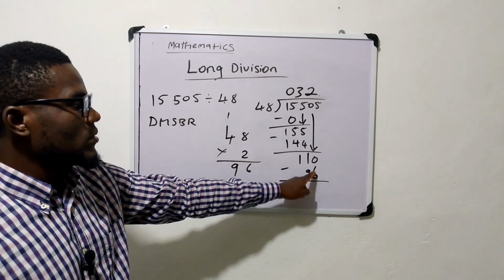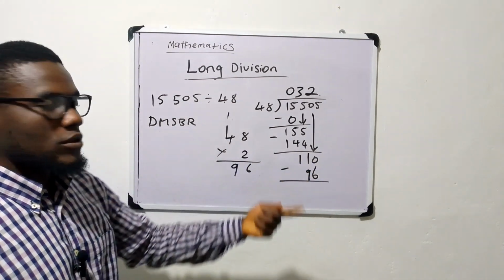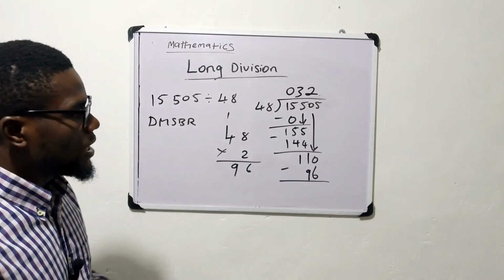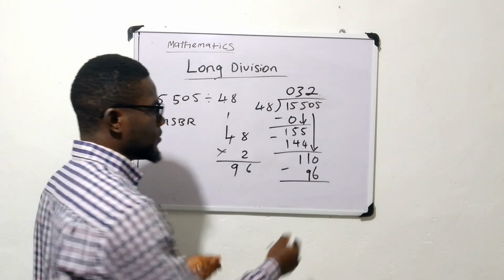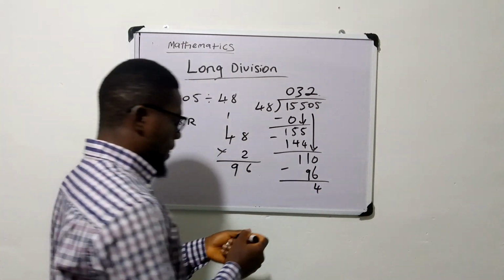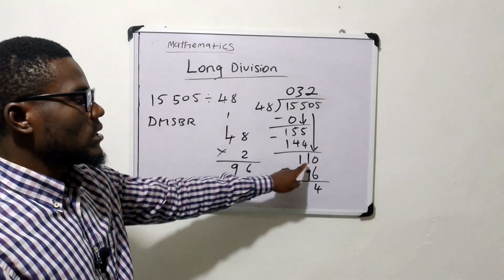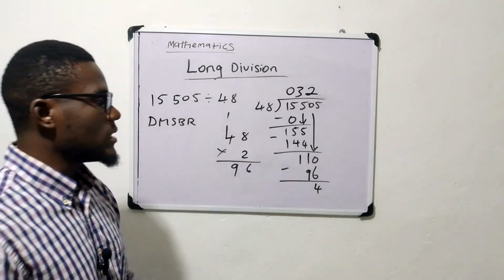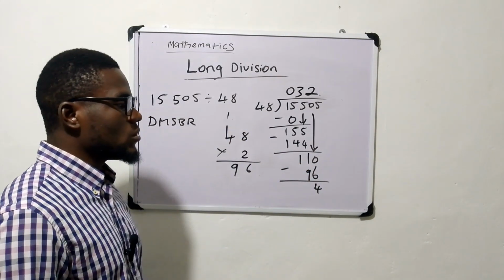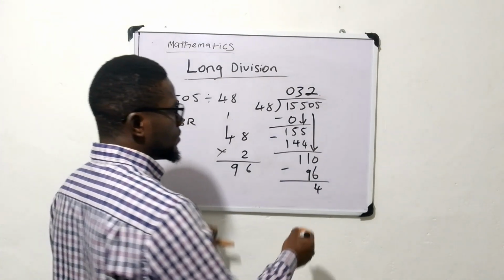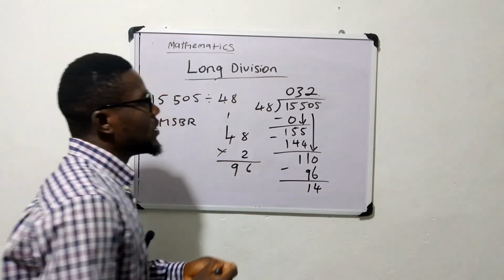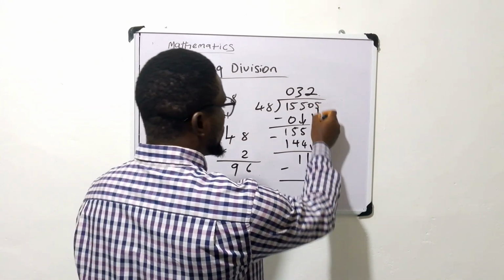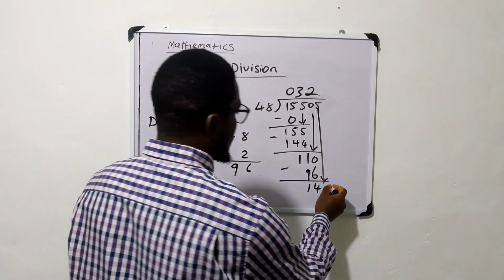Can 6 be subtracted from 0? It's not possible. So you borrow 1 from this digit here and put it here, so it becomes 10. When you subtract 6 from 10, you have 4 left. Then here is 0. When you borrow from this digit, the 1 added here becomes 10. Then 10 minus 9 leaves 1. So we are done with this digit. Let's go to the final digit, to bring down 5.